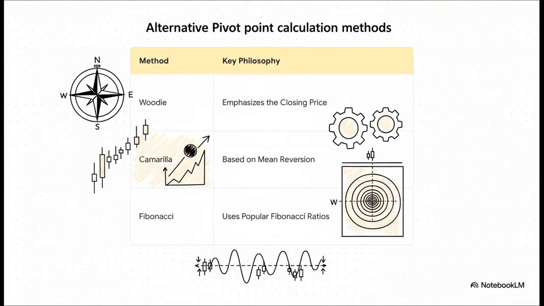The real key is to match the tool to your personal trading style. So, to recap, Woody is for those who put the most stock in the closing price. Camarilla is for all the mean reversion traders out there. And Fibonacci, well, that's for those who believe in the power of the golden ratio in the markets.